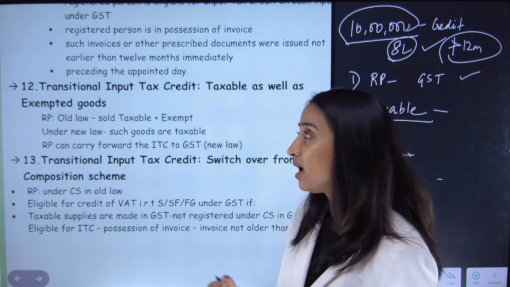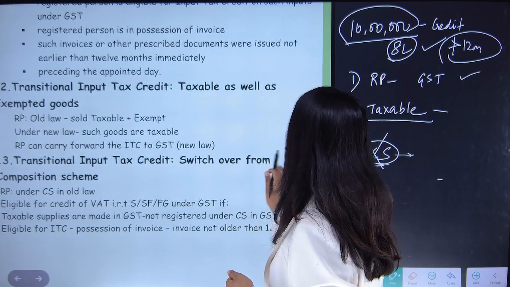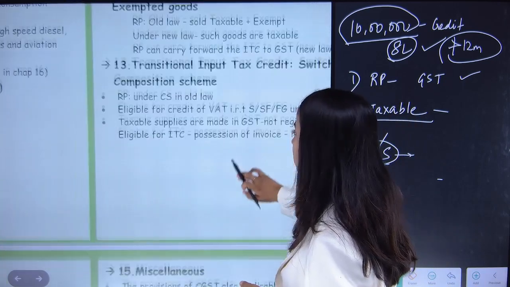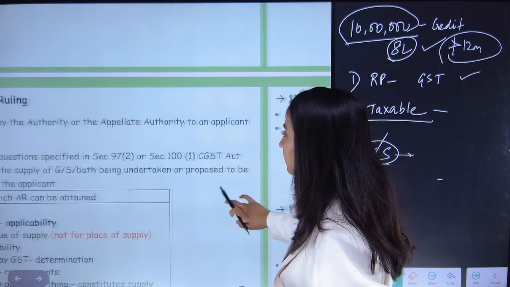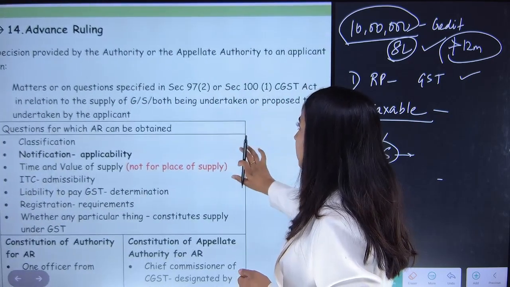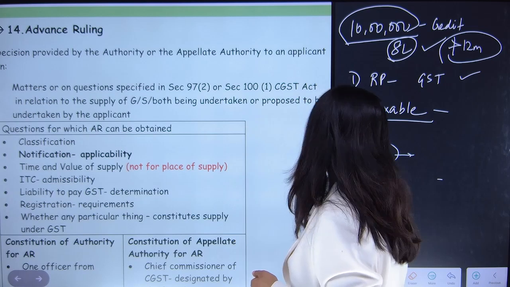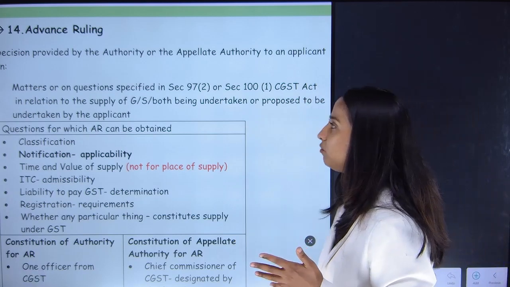But if you are registering again under composition scheme, then you cannot bring this transitional credit. Clear? Now, we are done with transitional credit. Next, advance ruling. What does this mean?